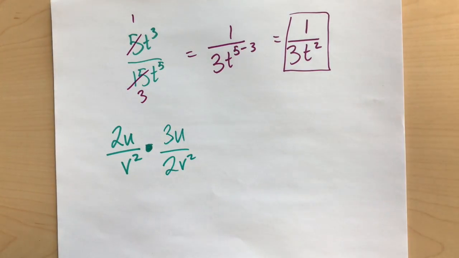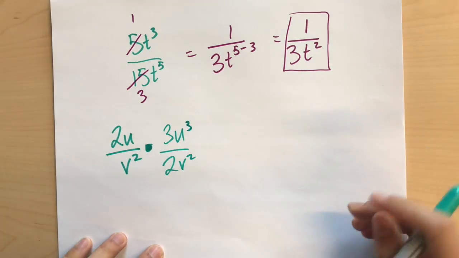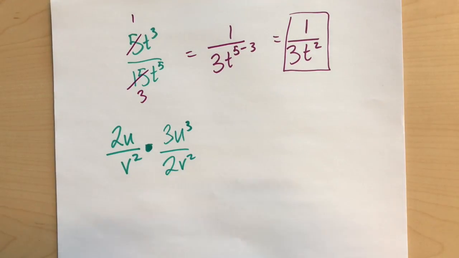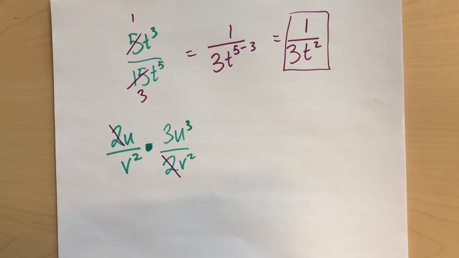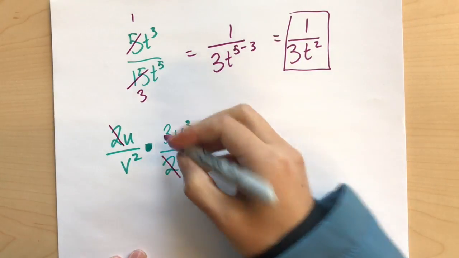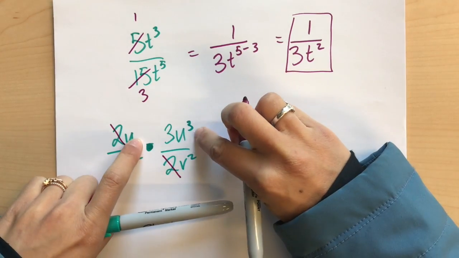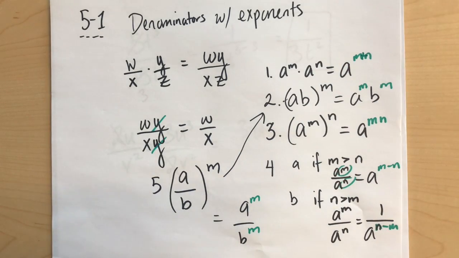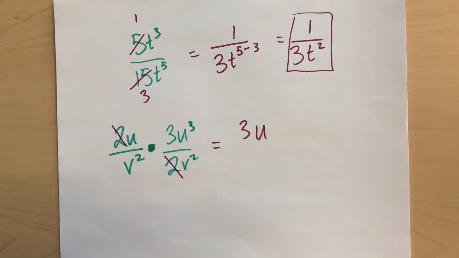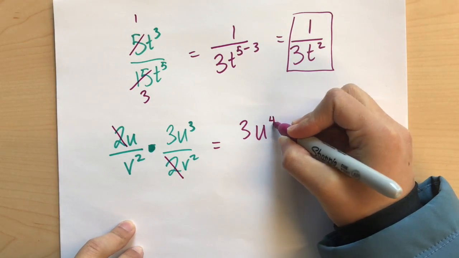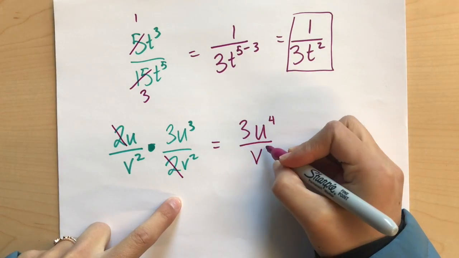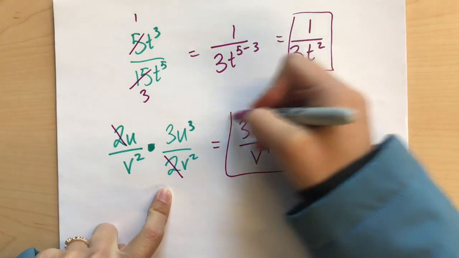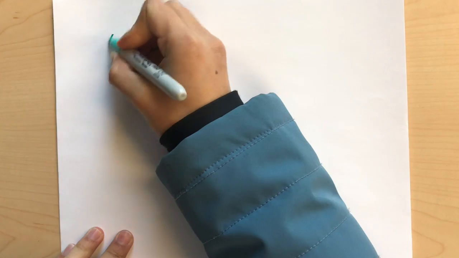So if I have 2u times 3u over v squared times 2v squared, I'm going to take the tops together and multiply them. But first, let's go ahead and cancel a 2 out of here. Remember that we can cross out things top and bottom if everything's multiplied. Now I'm going to fix that one rule that I miswrote, because we're going to add the exponents. On the top I have u and u cubed, so when I add those exponents it's u to the 4th, and the bottom is also v to the 4th, so I just get 3u to the 4th over v to the 4th. Again, pause the video and work that out if you need to.